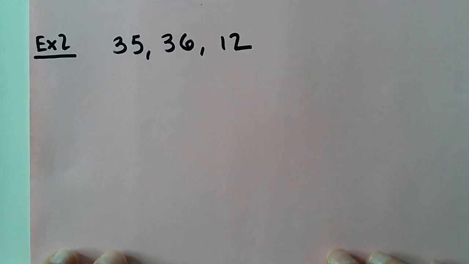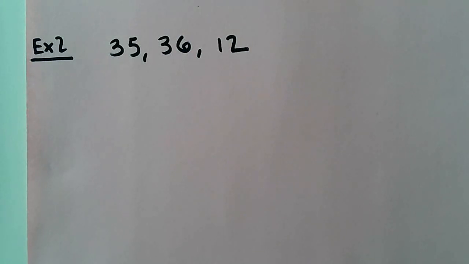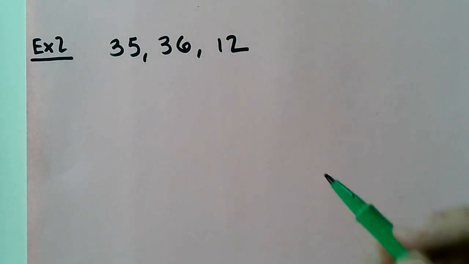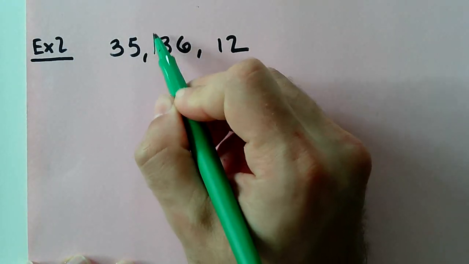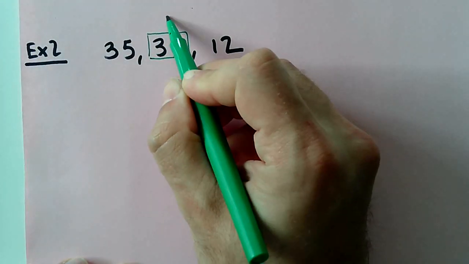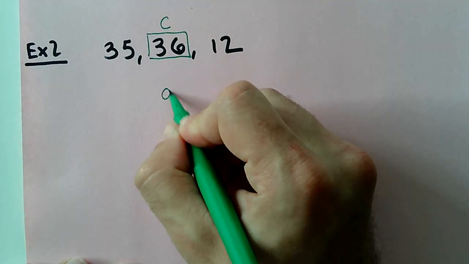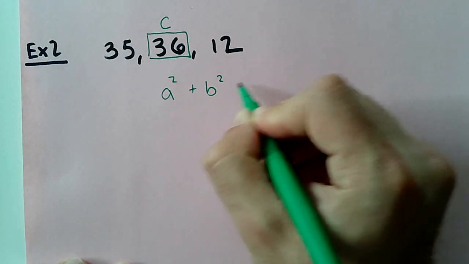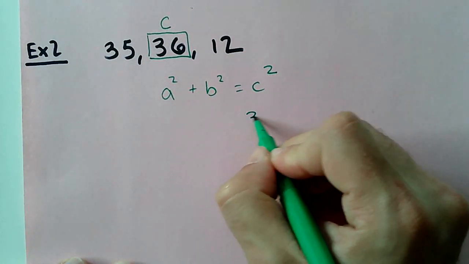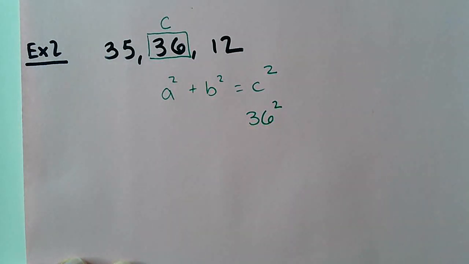Example 2: 35, 36, and 12. Okay, this looks a little different. We don't know what a is, we don't know what b is, we don't know what c is. We talked about something in the previous video about the hypotenuse. The hypotenuse is always the longest side. So that tells us that 36 has to be c, even though it's in a different order. So if I have a squared plus b squared equals c squared, 36 has to go in for c. There's no question about it.